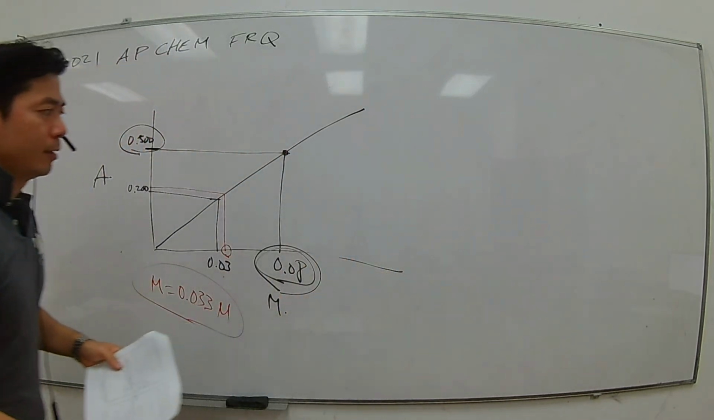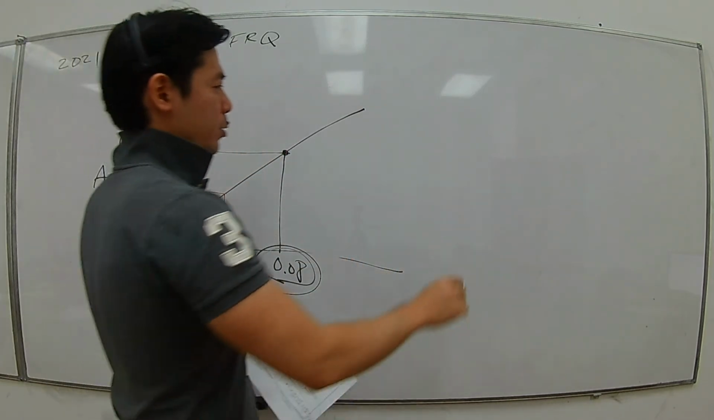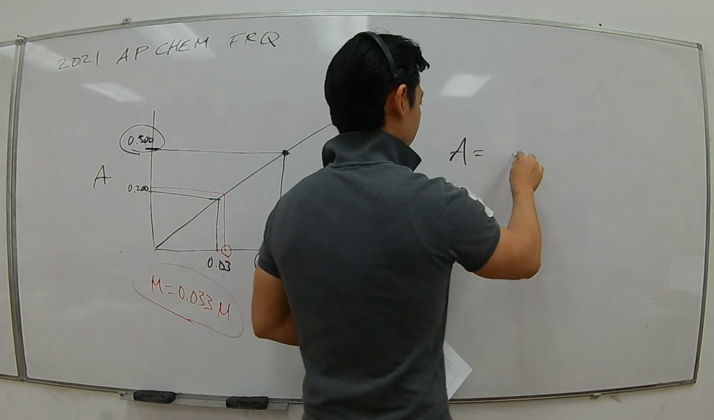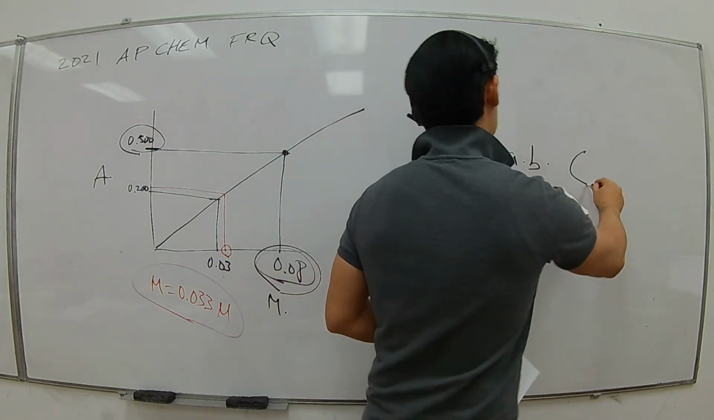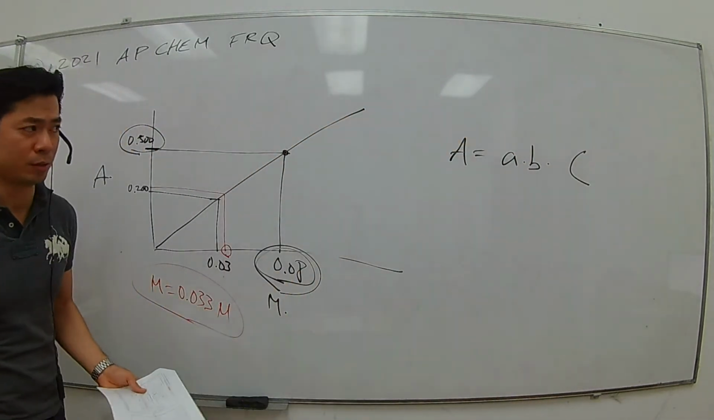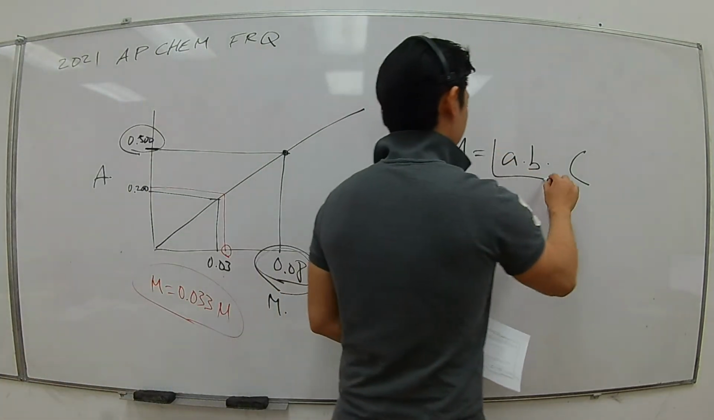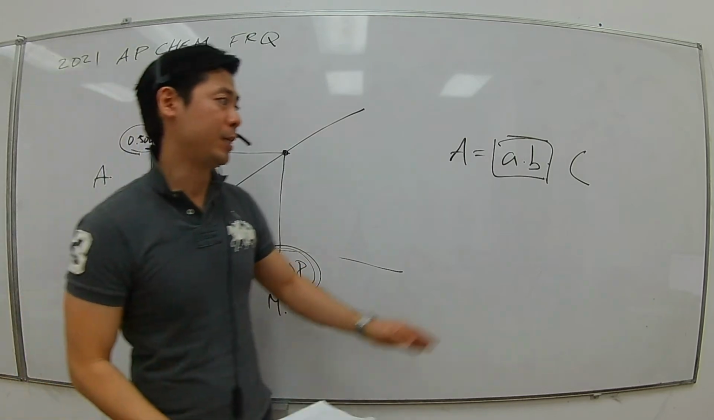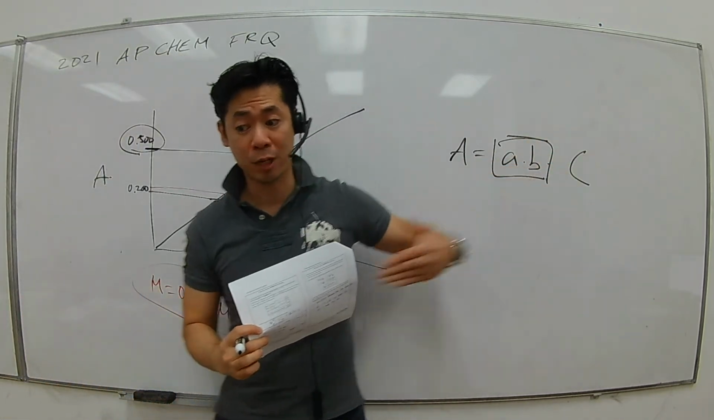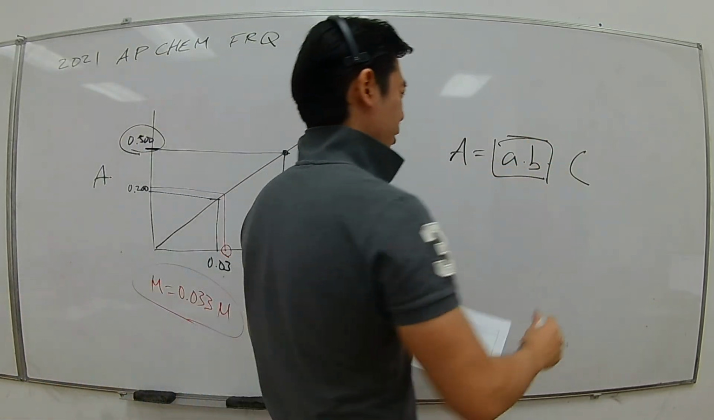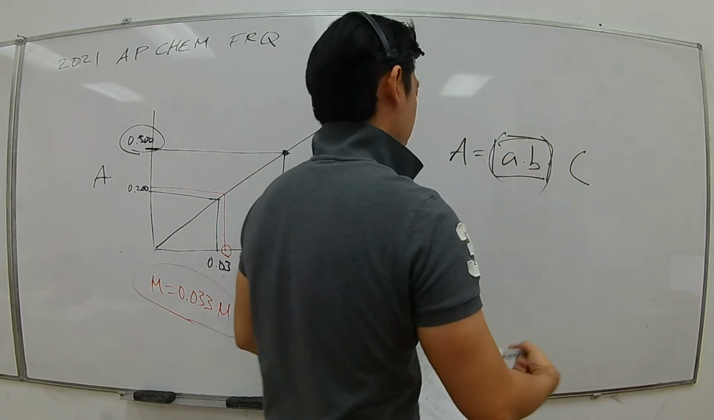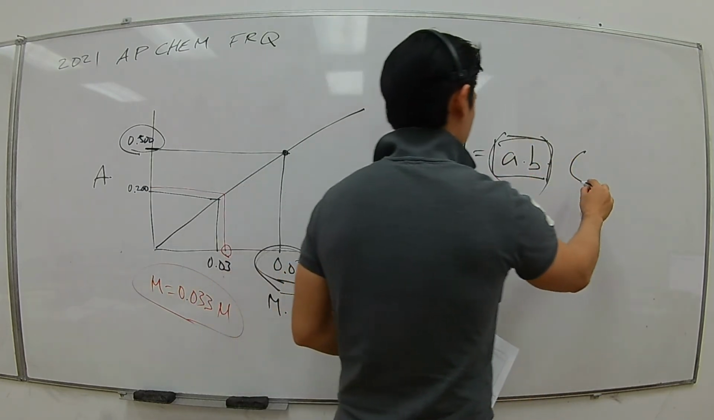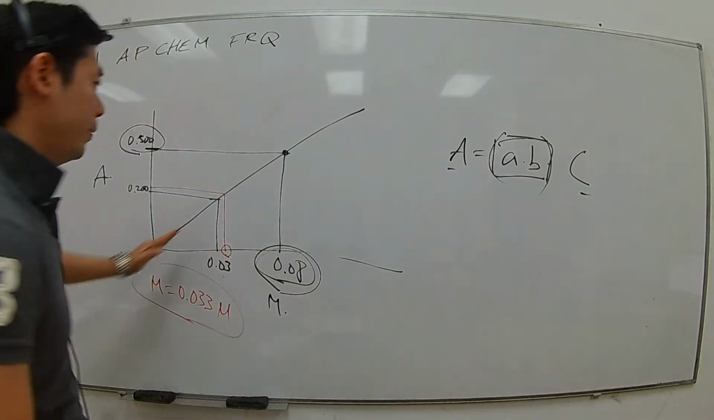Okay, so now I came up with the equation. The absorbency equation is A equals a times b times c. For this particular question, a and b are constant values. a is absorptivity and b is the length of the light path, the length of the cuvette. So these two are not changing. Only two values are changing, the absorbency and the concentration. That's why they're getting a straight line like this.